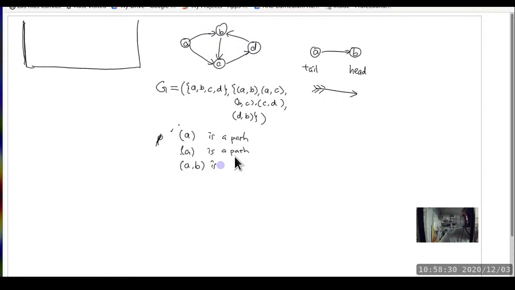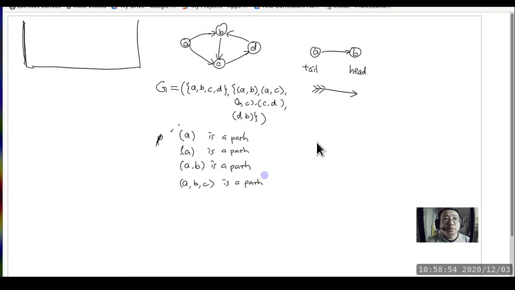AB is a path. Now AB is also an edge in this case, but it is also a path. So we can say, what about ABC? How would A be a path if A is not a tuple? Doesn't a tuple need to have two items?